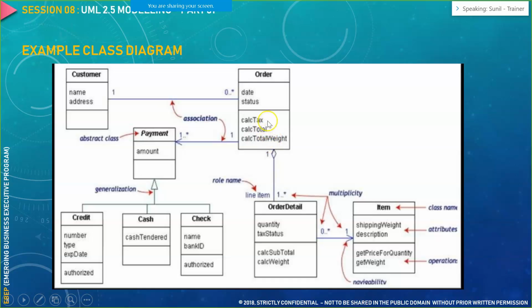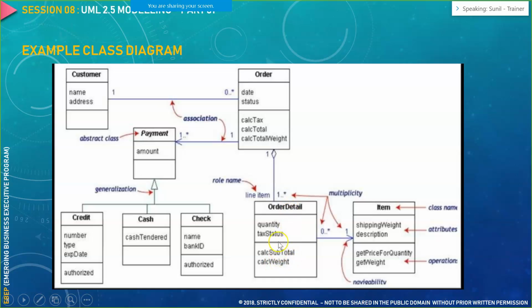Now in order to calculate these details, we need to have an order detail and the item detail. Now what is order detail? An order can have multiple items in it. A customer can place multiple items within a single order. So for this particular order, we would have an order detail class wherein we give the details of the order. For example, quantity, tax status, subtotal, and calculated weight of that order.